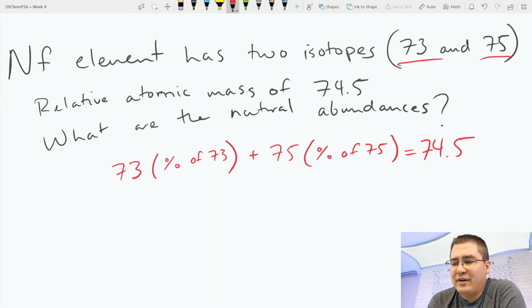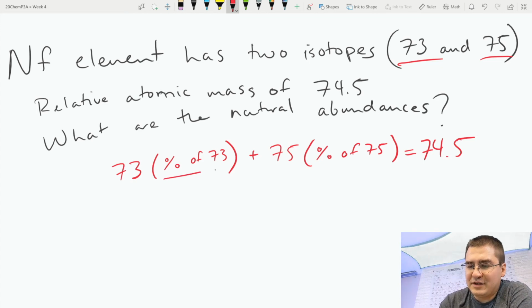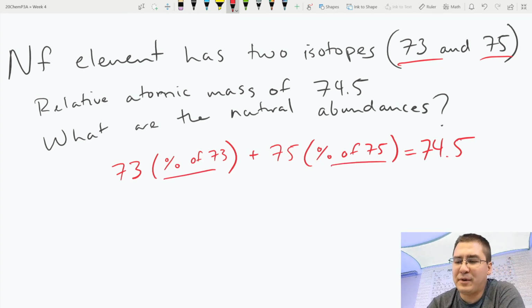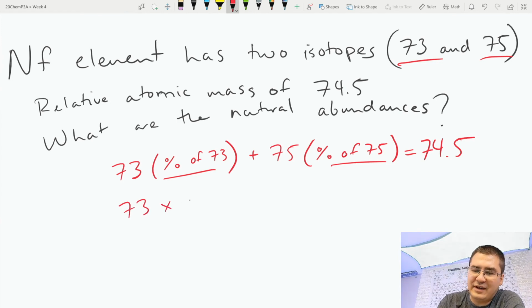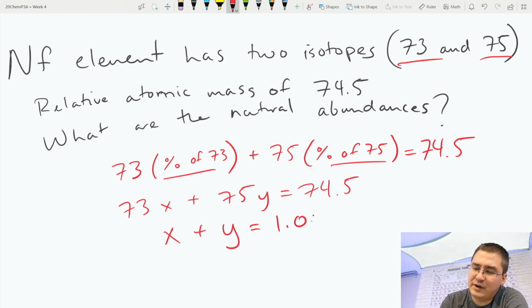Now, we're also not used to thinking of things in terms of these weird descriptive variables. So I think you'll probably be more comfortable if I did this: 73x plus 75y equals 74.5. And then you probably could also guess that since there's only two isotopes, they have to sum up to 100%. So I can write that as the percentage of 73 plus the percentage of 75 has to equal 100%.